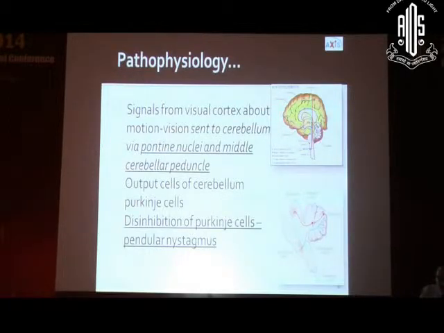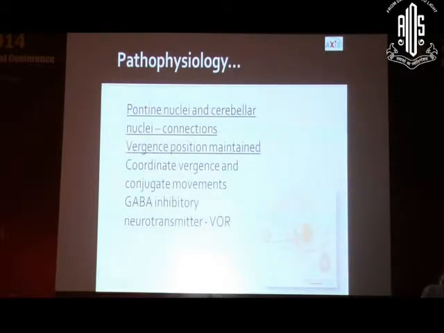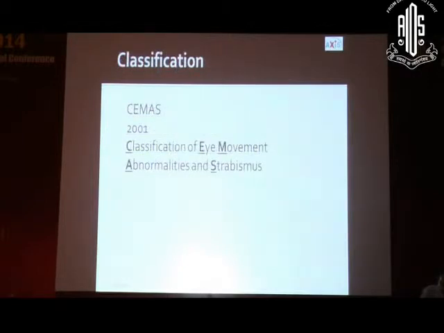prevention of nystagmus. Signals from the visual cortex are sent to the cerebellum via the pontine nuclei and the middle cerebellar peduncle. The output cells of the cerebellum are the Purkinje cells, and any disintegration of these Purkinje cells will give rise to primary nystagmus. Because of these pontine nuclei and the cerebellar nuclei, the convergence position of the eye is maintained as the eyes move together in different directions.